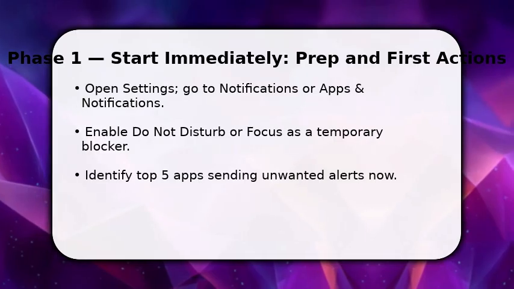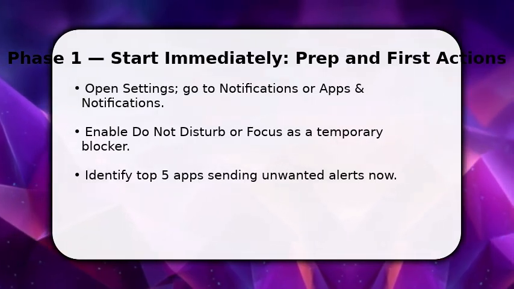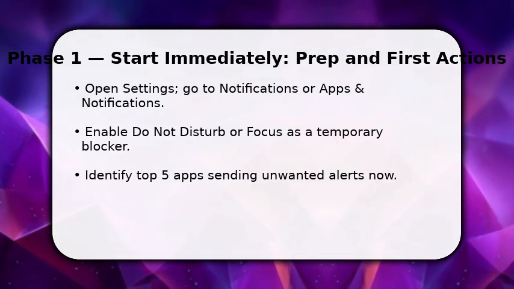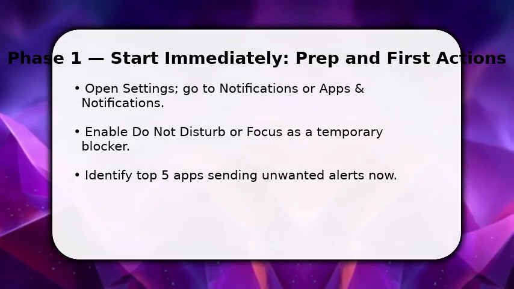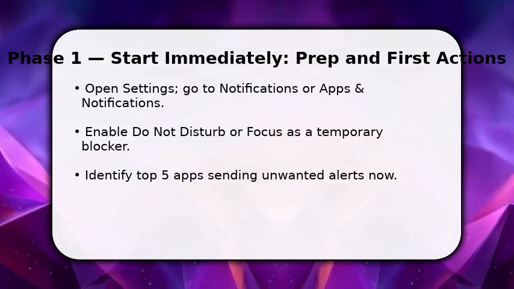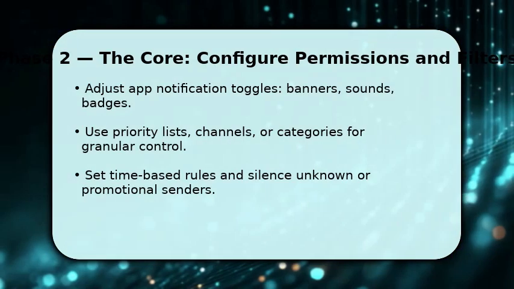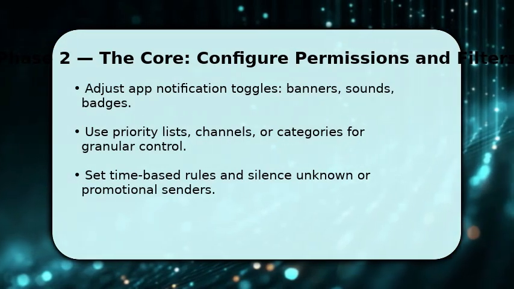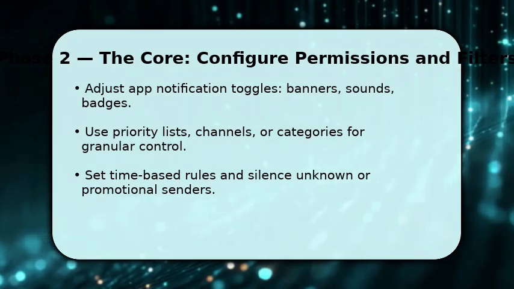Once done, you'll remove permissions for those apps. Make sure to record which ones before you change anything so you can evaluate impact later. You now dive into each app's notification controls, toggle off banners, mute sounds, or remove badges where you don't need them. On Android, use channels.